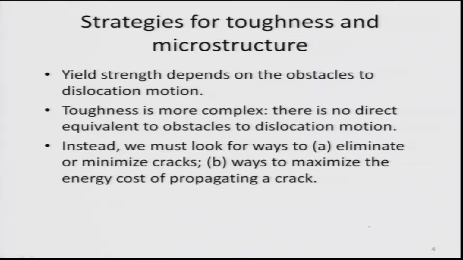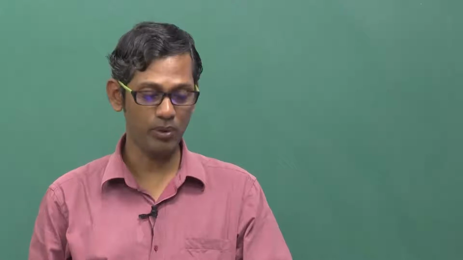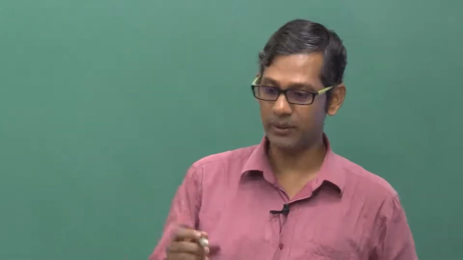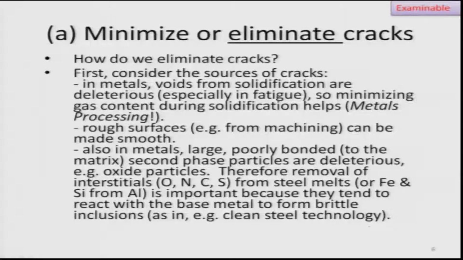So, obviously one can actually engineer the material or microstructure in such a way that the energy required to move or propagate a crack is very high. There are many ways of doing that, I will show you that. So, that is the very important thing. Now, how to minimize or eliminate cracks? Remember, I just put eliminate underlined because elimination is extremely difficult or in many cases impossible.